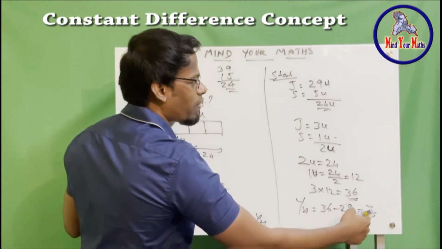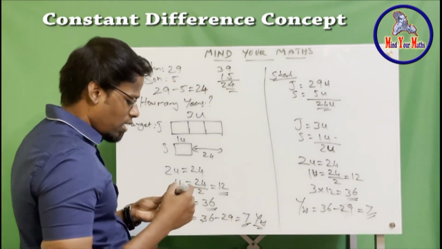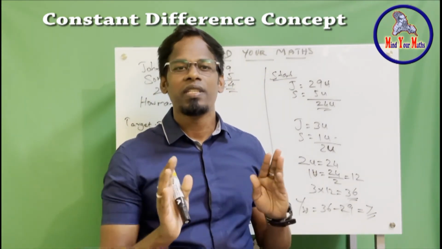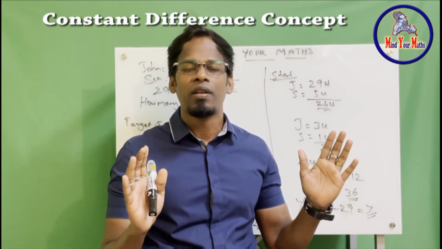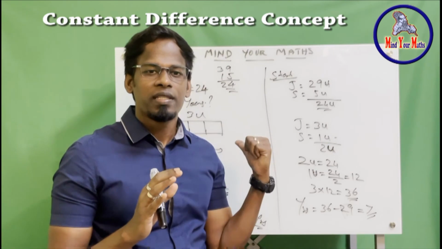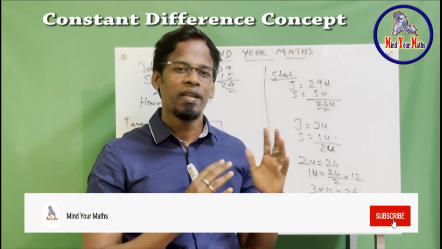So that is how we find it using the units method. This is the constant difference concept or strategy. Whenever you see that the difference is constant between 2 people, you can always follow this method, this thought process, to solve the problem.